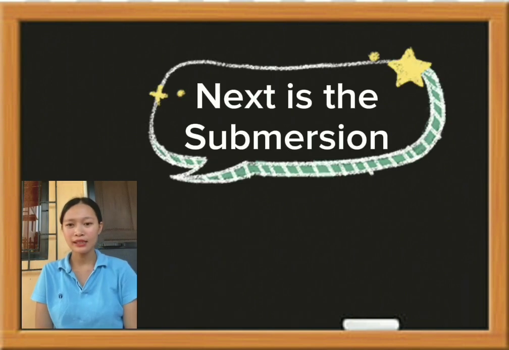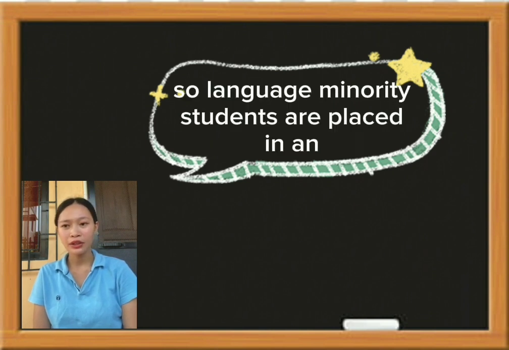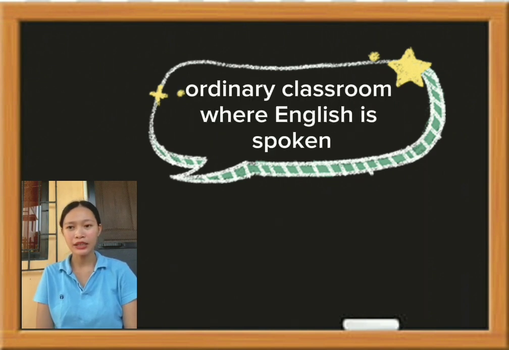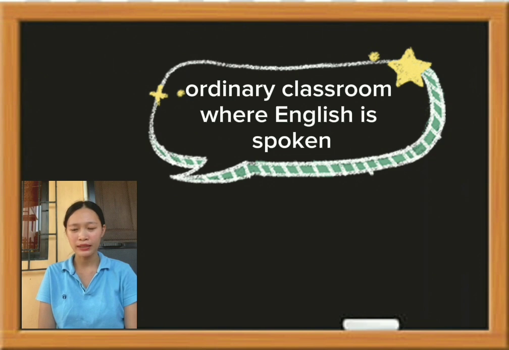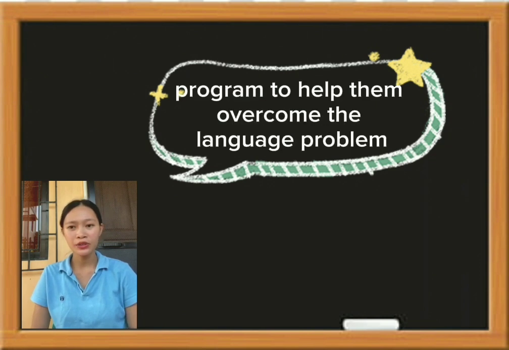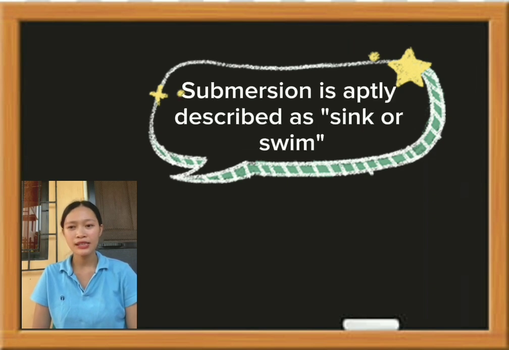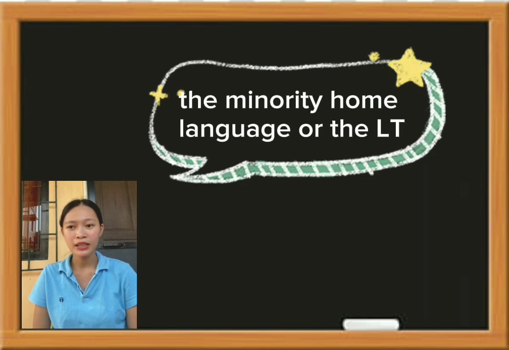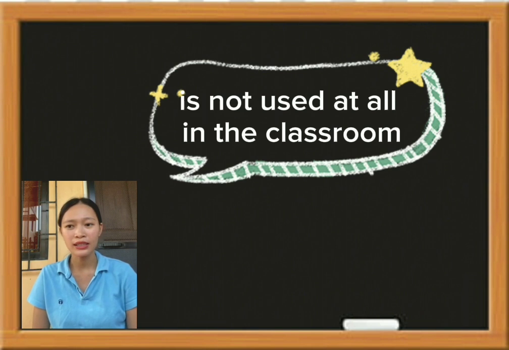So next is the submersion. So language minority students are placed in an ordinary classroom where English is spoken. There is no special program to help them overcome the language problem. Submersion is aptly described as sink or swim. The minority home language, or the L1, is not used at all in the classroom.